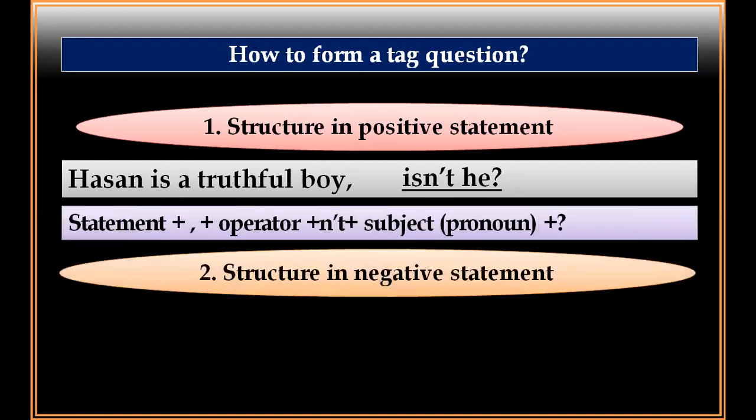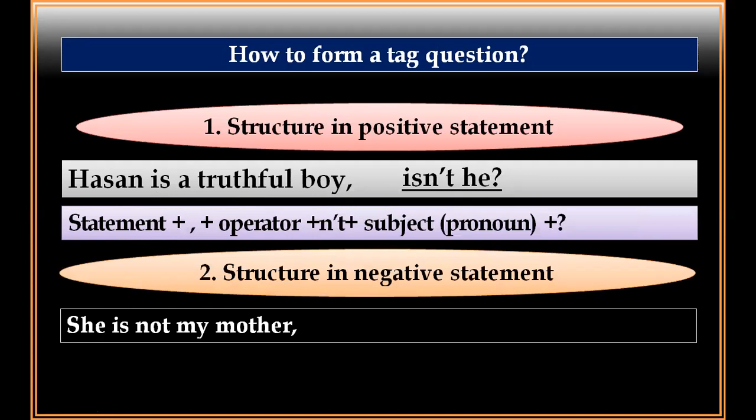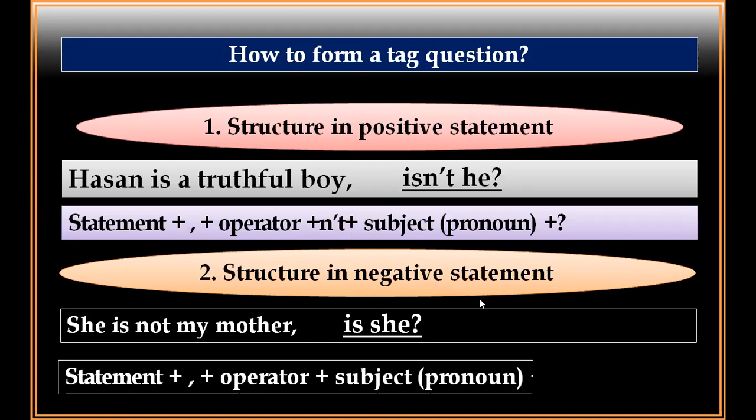But when the statement is in the negative, the tag question will be affirmative. Look at the sentence. She is not my mother. Here the sentence is in negative form. That's why my tag question will be affirmative. Here verb is. Is will be here. And here subject is she. As it is pronoun, that's why is she. Okay, that will be the correct tag question.